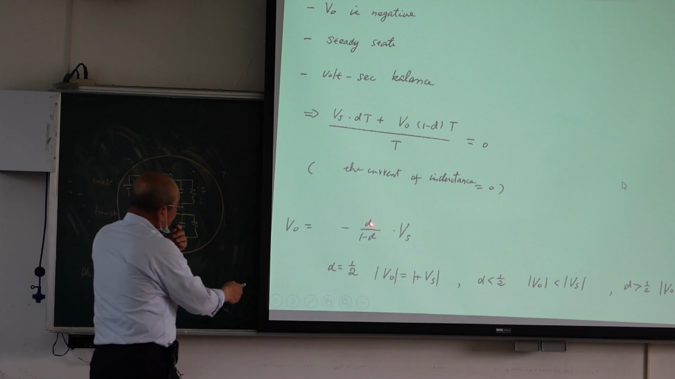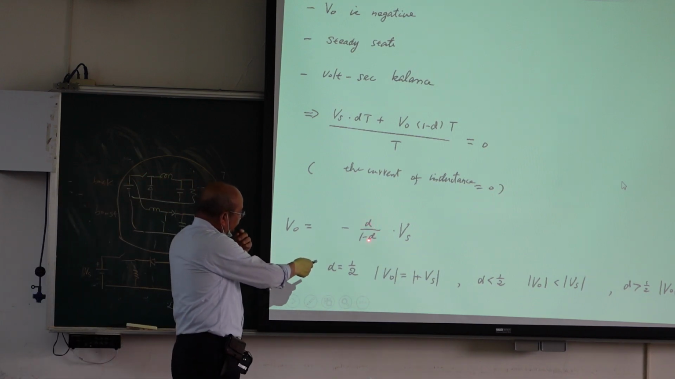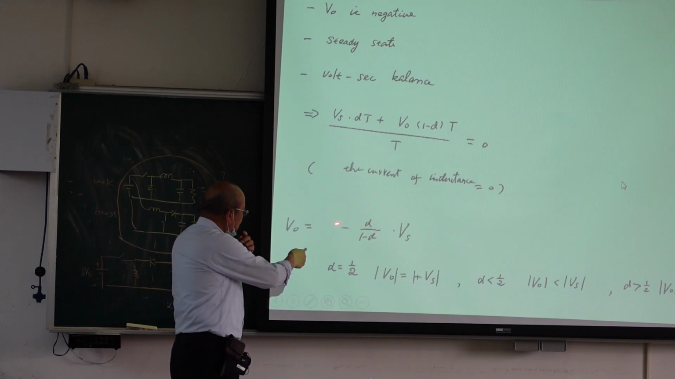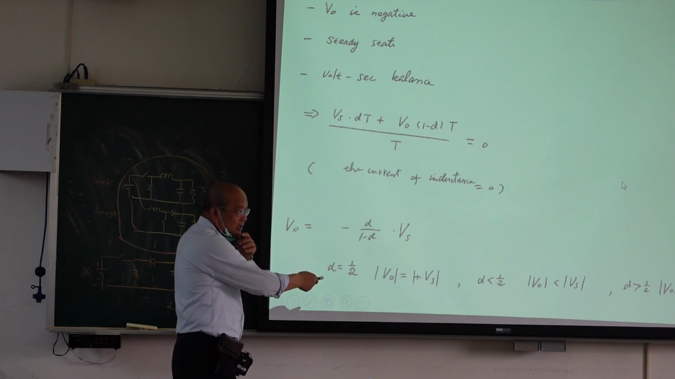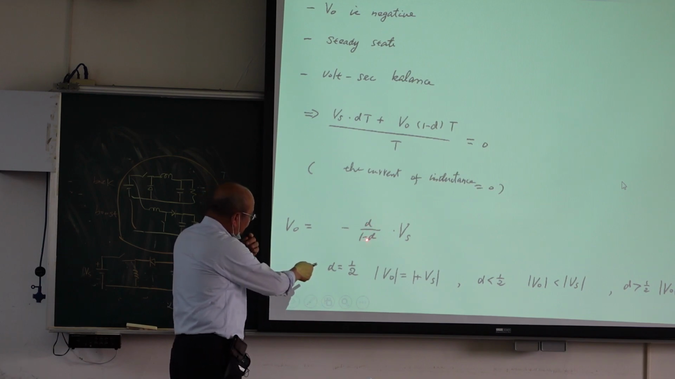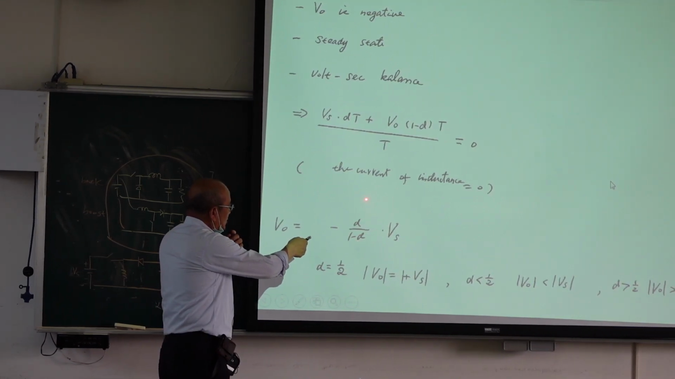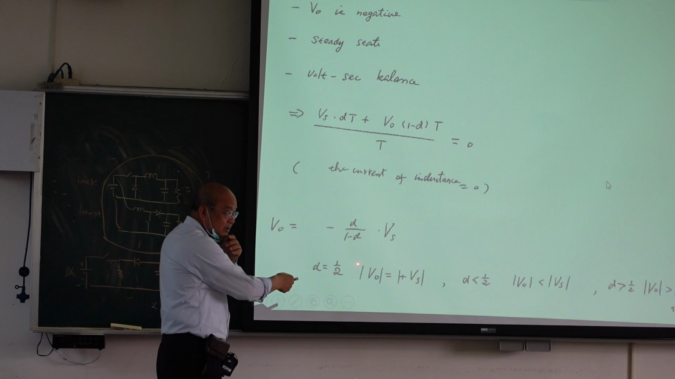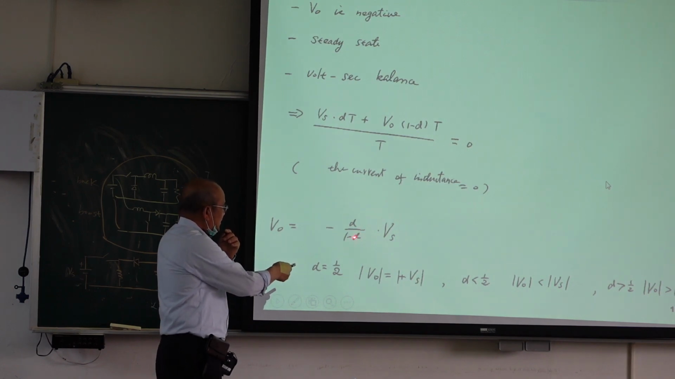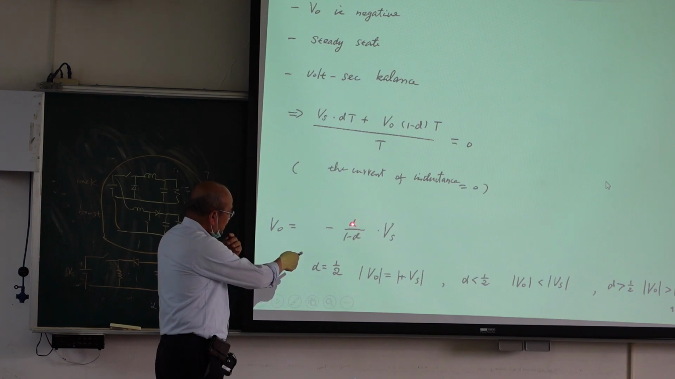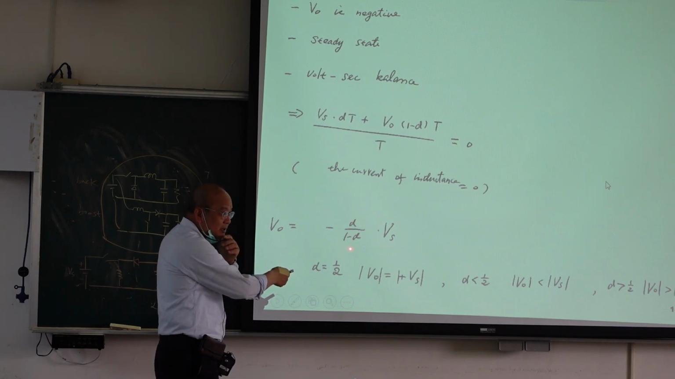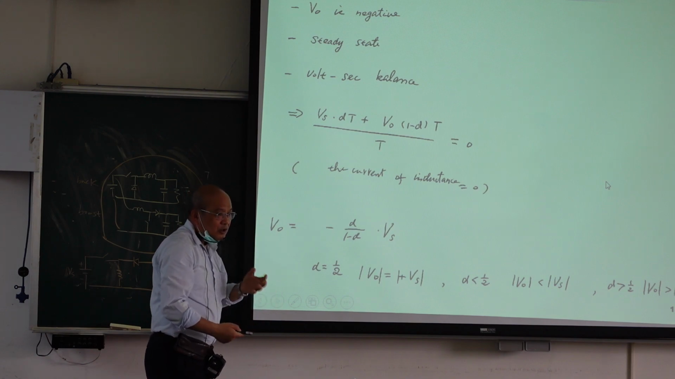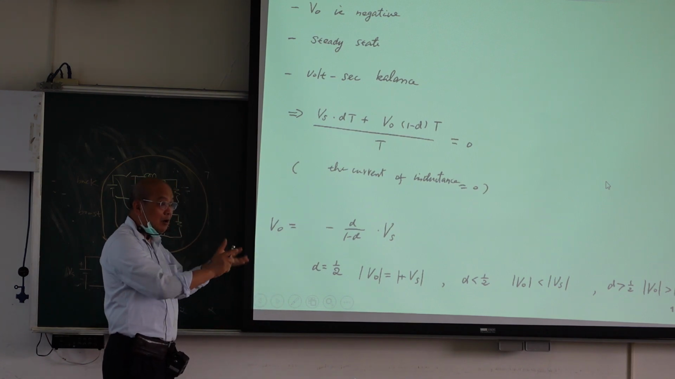Negative. How about duty? If the duty is 0.5, 1 minus 0.5 is 0.5, then VO is minus Vs. If D is small, 0.1, 0.9, then 1 divided by 9, then it is buck. If D is huge, 0.9, 1 minus 0.9 becomes 0.1, 0.9 divided by 0.1 becomes 9 times. Then it is boost.